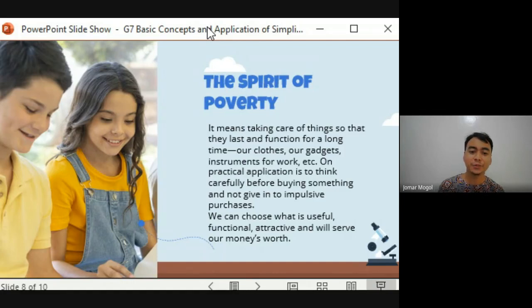So we can choose what is useful, functional, attractive, and will serve our money's worth. That is what we meant by the spirit of poverty. Pag nakaranas po ng hirap, dun po mas natututo sa buhay. Yes, exactly. Tama yon.